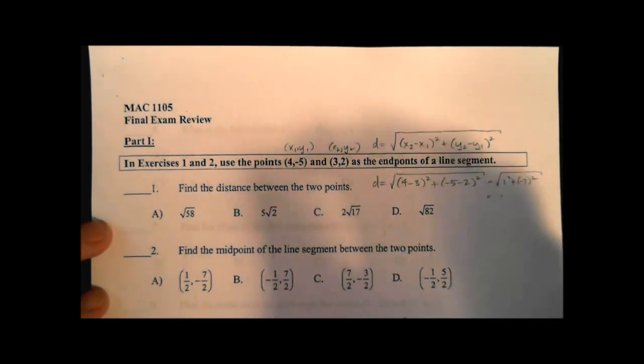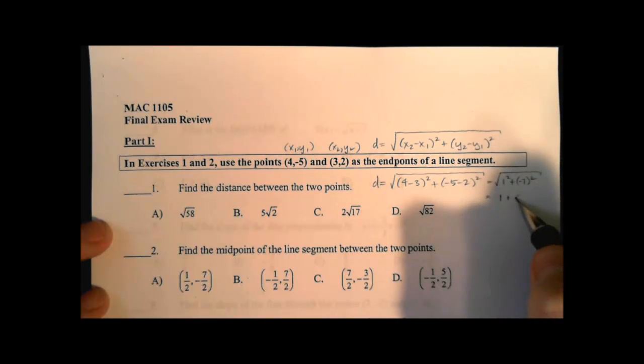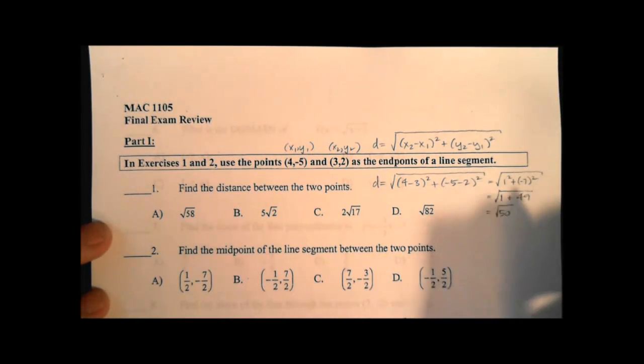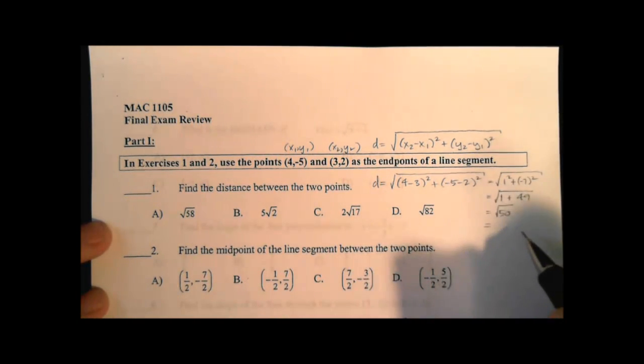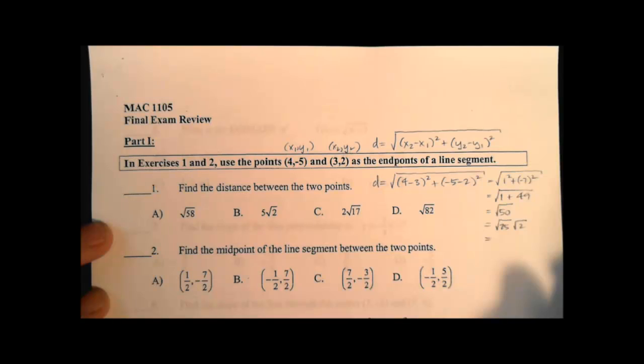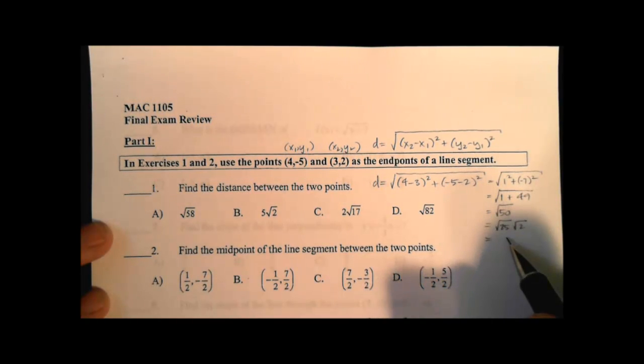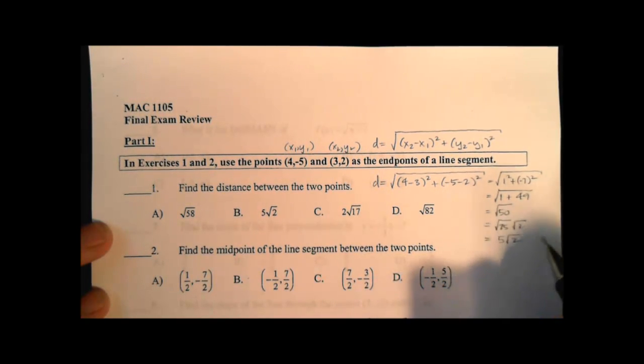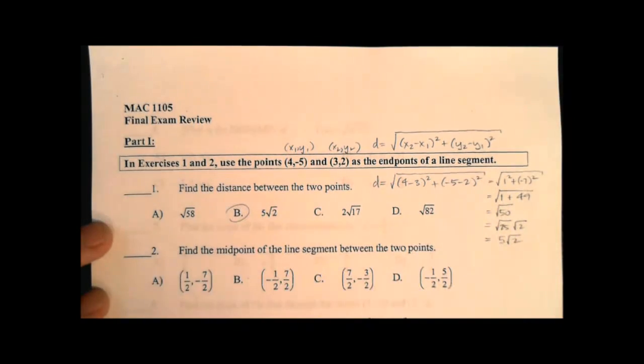1 plus 49, square root of 50. And you might notice the square root of 50 isn't there. You could check with your calculator. But if you realize the square root of 50 is the same as the square root of 25 times the square root of 2, then that's the same as 5 square roots of 2, which would be B.